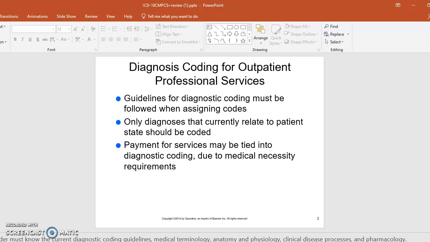Remember, guidelines for diagnostic coding must be followed when assigning these codes. Only diagnoses that currently relate to the patient should be coded. Again, payment for these services may be tied to diagnostic coding, and we're going to get a little bit into medical necessity.